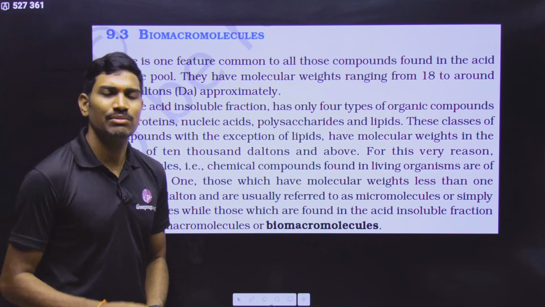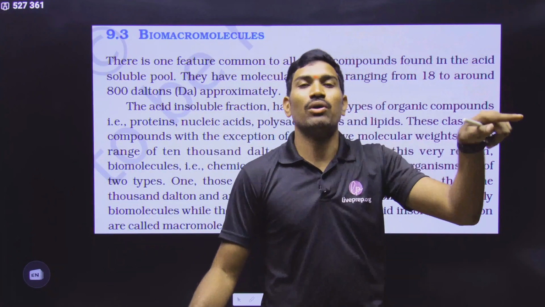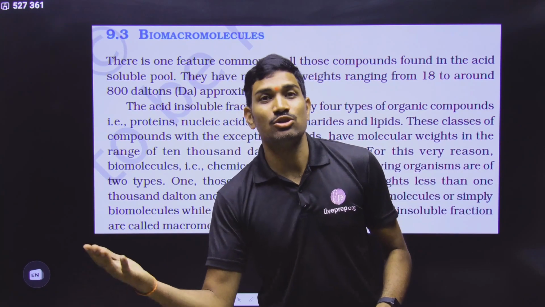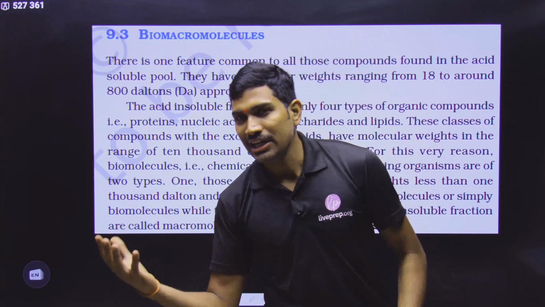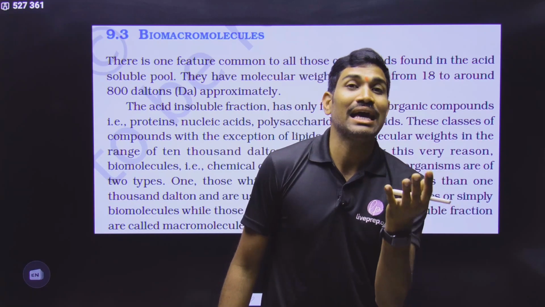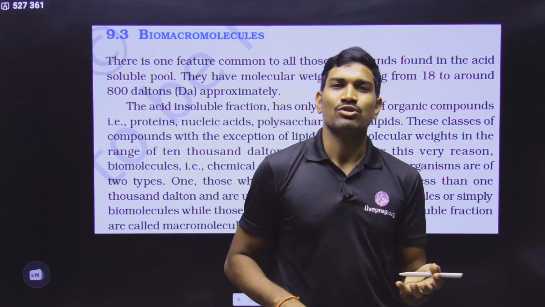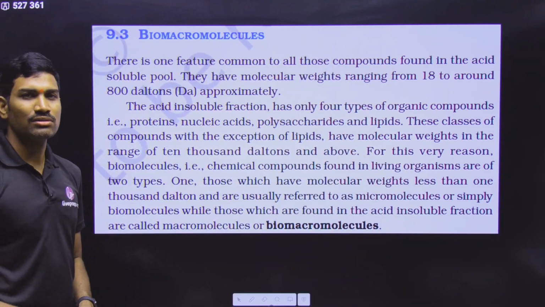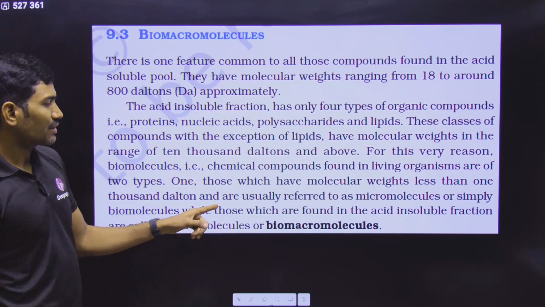Why are they saying like this? Because see, amino acids are coming in the acid soluble pool, but their polymer proteins will come in acid insoluble. Individual nucleotides will come in acid soluble pool, but nucleic acid will come in acid insoluble pool. Individual monosaccharides will come in acid soluble pool, but polysaccharides will come in acid insoluble pool. But ultimately, they are making these things. So that means overall, this acid soluble pool will represent biomolecules. But not only this, the insoluble fraction also will come under biomolecules.